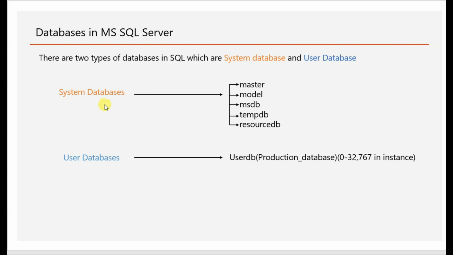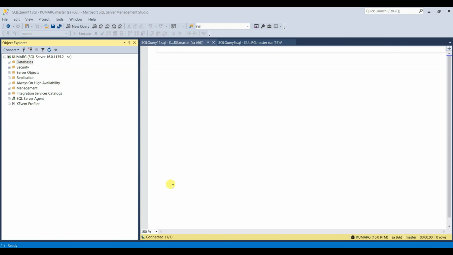Let's see more after opening the database. Open SQL Server, then expand the server. You can see databases here; expand this one. Here you can see system databases and user databases. System databases are those installed at the time of SQL Server installation. By default these databases get installed. This production database is the one created by the user, which I have created.